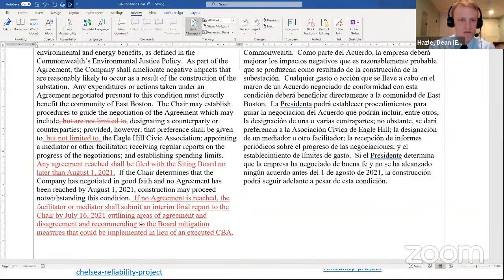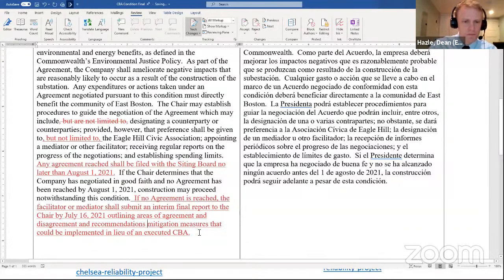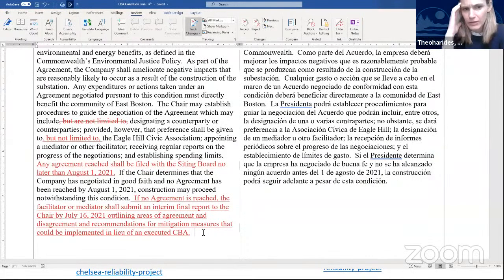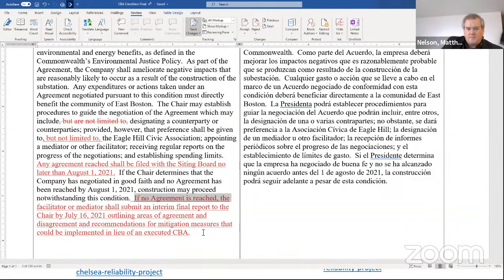Okay, July 16, outlining areas of agreement and disagreement and recommendations for mitigation measures that could be implemented in lieu of an executed CBA. Do we want a final sentence about the chair's discretion for submitting this to the siting board? You just need to add the word "for" before mitigation. So I think my other issue is that I think we want this interim final report, even if they're steering towards an agreement, because we want to know where that's headed. So I think an interim final report is submitted by July 16th, regardless of the outcome. Delete the first clause, and just leave capital T.